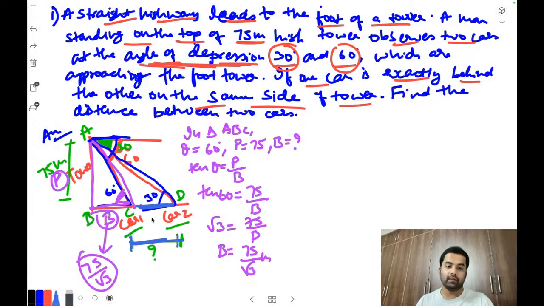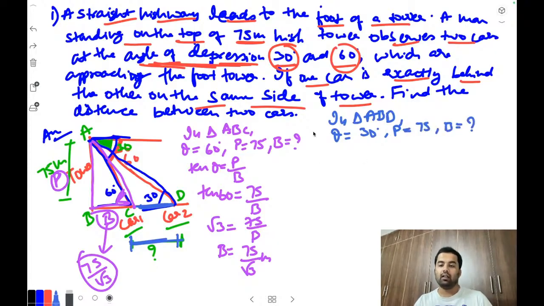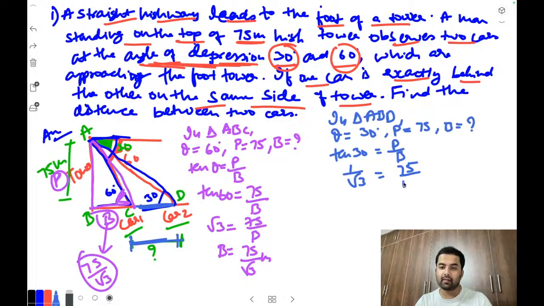Now, how to get that one? Take the whole triangle, okay? In triangle ABD, I think it is the same question which we did previously. Theta value 30°. Perpendicular we have 75. The base we don't know. Let's figure it out. Again, P by B. So tan 30 is equal to what? P by B. Tan 30 is 1 by root 3, equal to 75 by base.